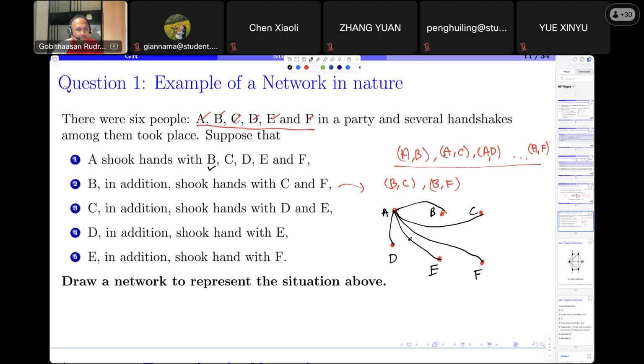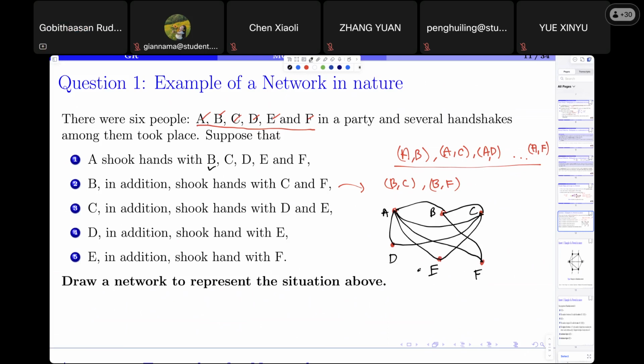Yeah. And then B shook hand with C and shook hand with F. C shook hand with D, shook hand with E, and D with E, and E with F. Okay, so this is how the network looks like, right? Pretty much easy actually. Very easy to draw a network as long as you are given the edge information.